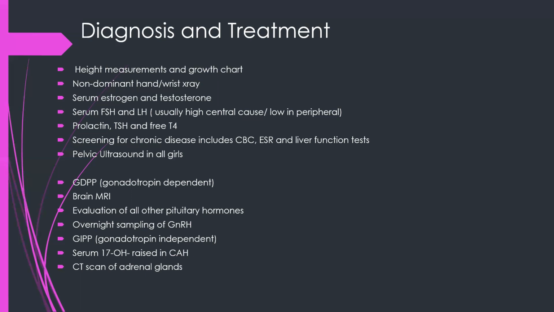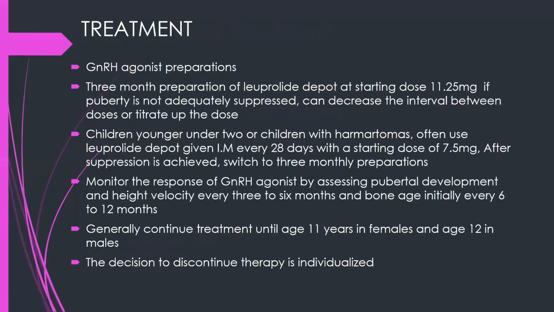Gonadotropin independent precocious puberty is diagnosed by serum 17-OH progesterone raised in CAH, or a CT scan of the adrenal glands.